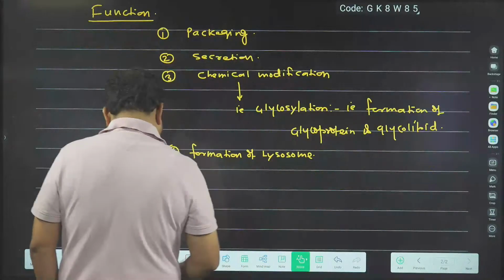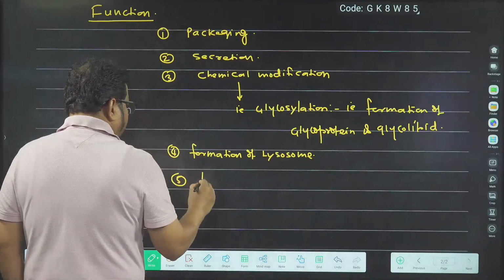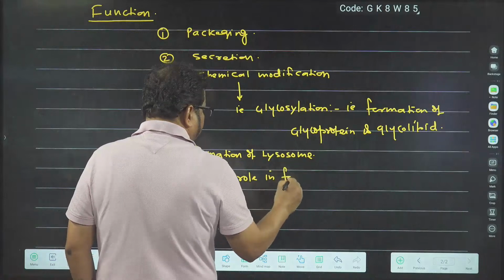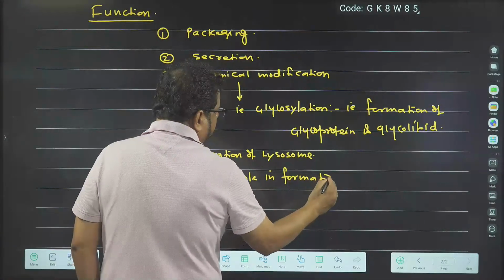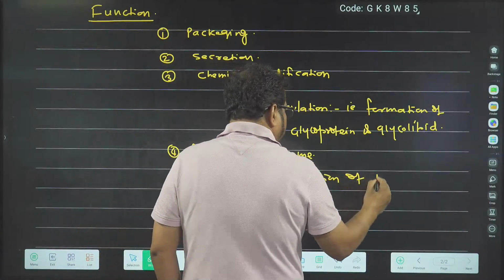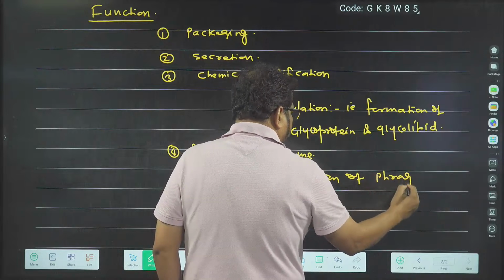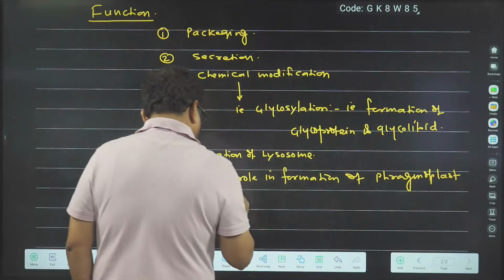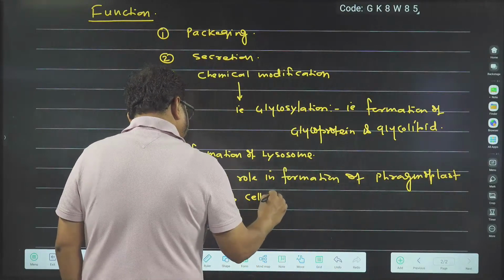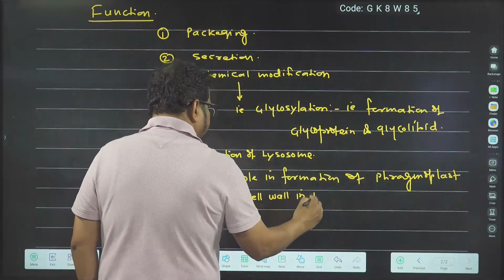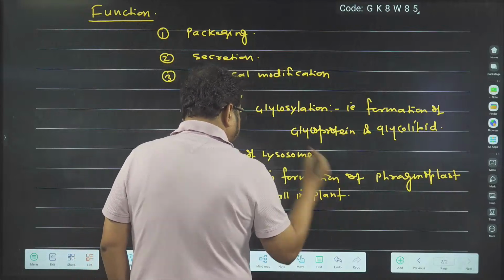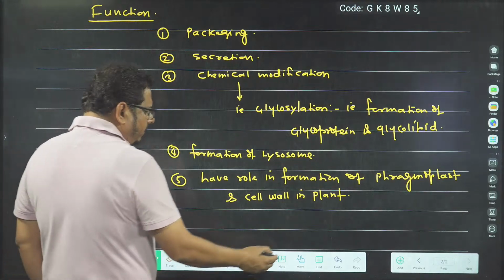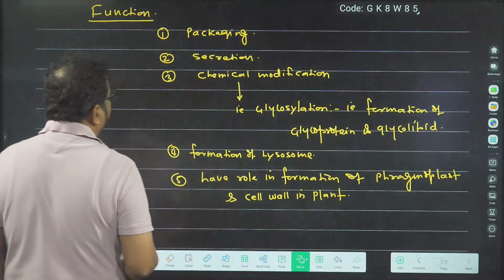Next function I am writing: have a role in formation of phragmoplast and cell wall in plant. Got the idea? So these are some of the functions of the Golgi complex.